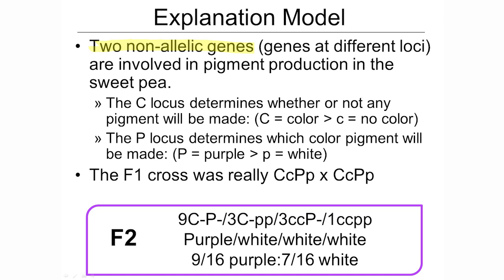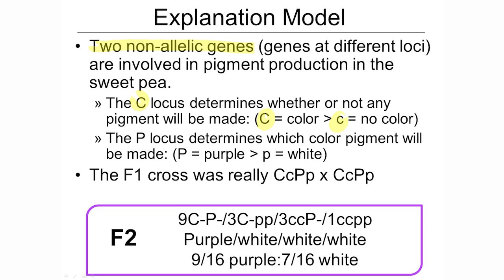So here are the two loci that are involved. The C locus here, I want you to think of that as a switch. It determines whether or not any pigment will be made. Now the big C allele is dominant to the little c allele, and the big C means some color is going to be produced. I think of this as a switch. If you got a big C, the switch is on and it says go ahead and make your pigment. If the switch is turned off, that's little c, no pigment's going to get produced.